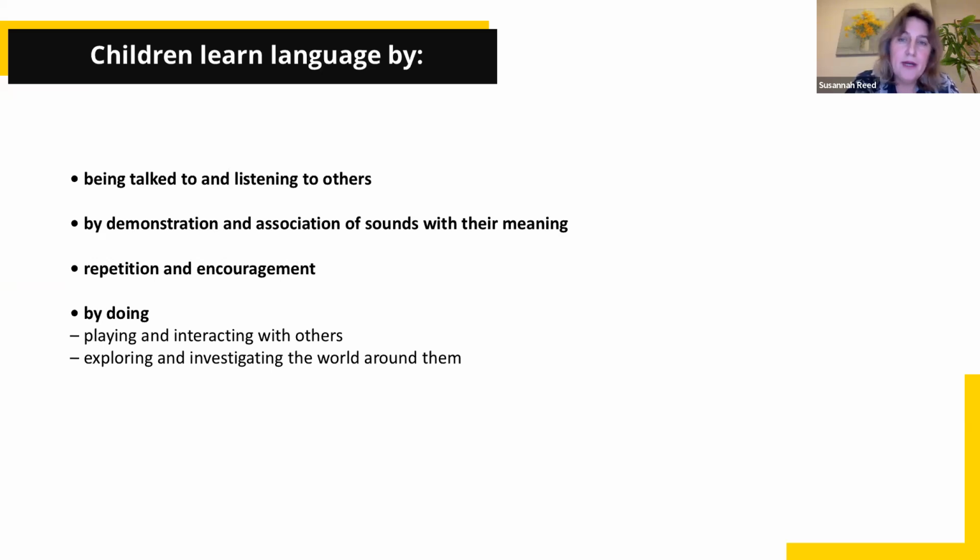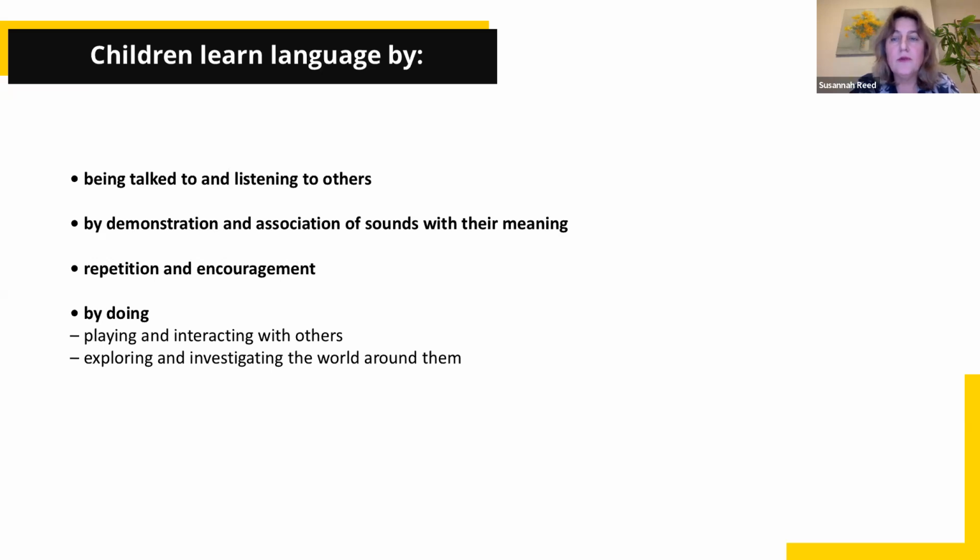So when we reread their favorite story night after night before bedtime, when they sing their favorite song over and over again, and when we give them praise for doing things, so when they bring us the banana in the supermarket or they put their coat on nicely.